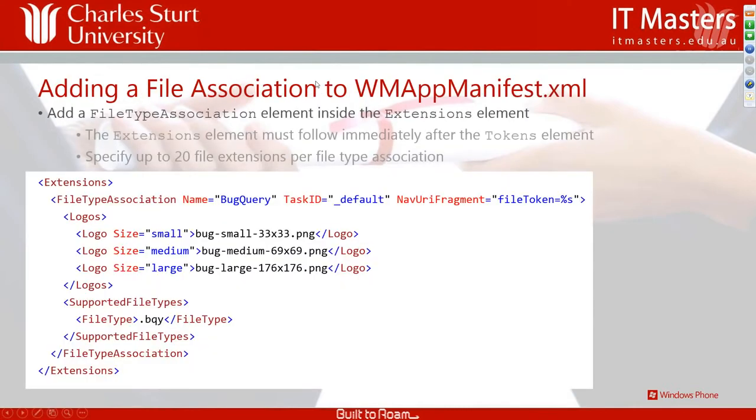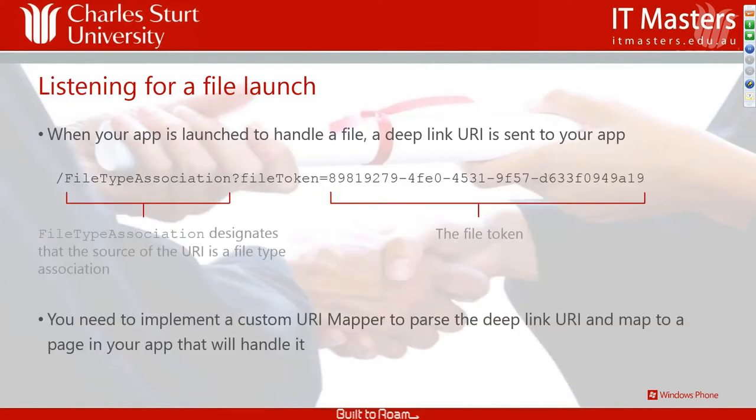So here's the file type association extension within the app manifest file, and here we're basically providing support for the .bqy file type. And you also notice that there's a nav URI fragment, and this is file token equals %s. And %s is actually the important part here. That's going to be replaced by the actual token that we're going to need. So it's essentially a GUID that we're going to need in terms of referencing that particular file. When the user actually launches that particular file, our application will be launched with this particular URI.